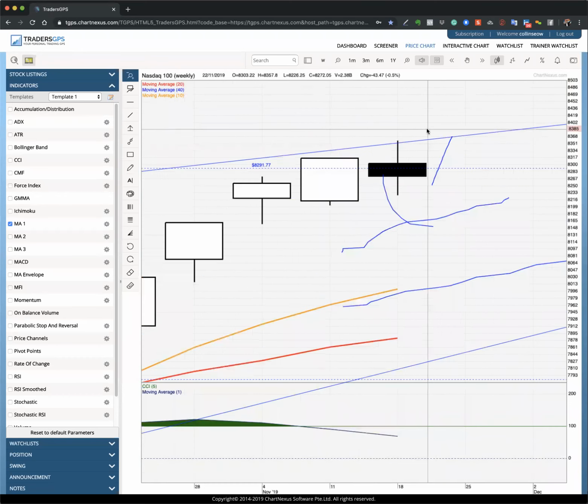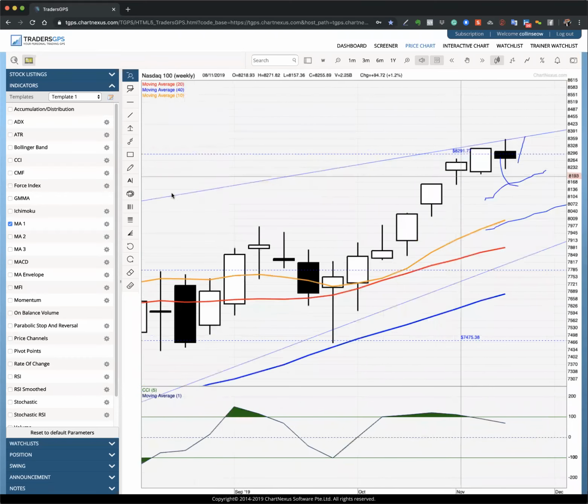For the weekly charts, same thing. On the weekly charts we will be waiting for price to pull back into my MA. So I think still on the weekly charts, we still have to wait for a pullback.